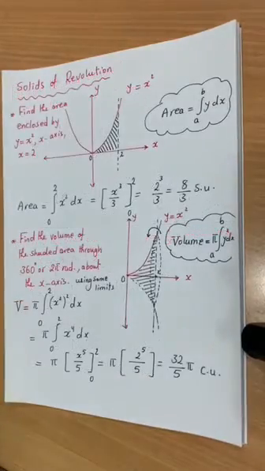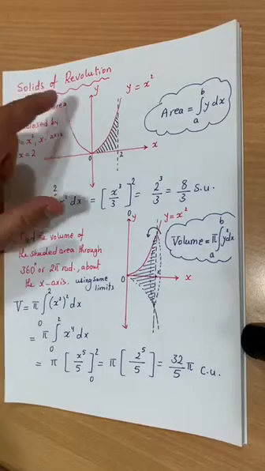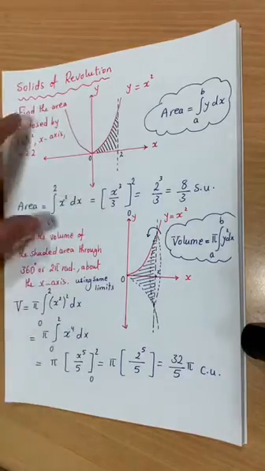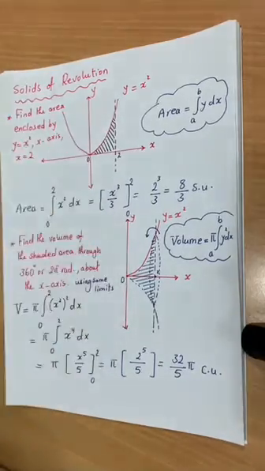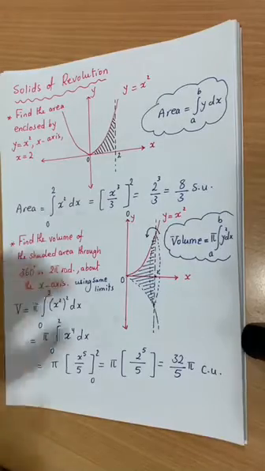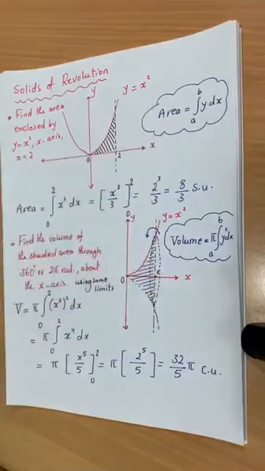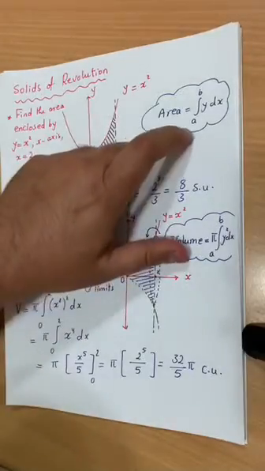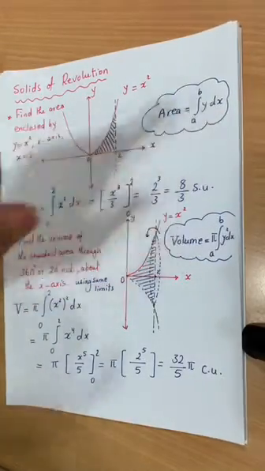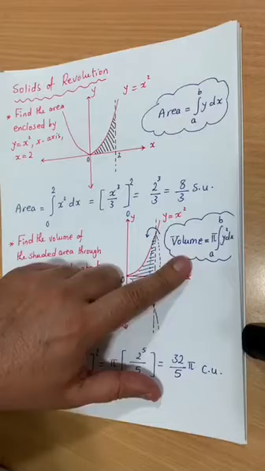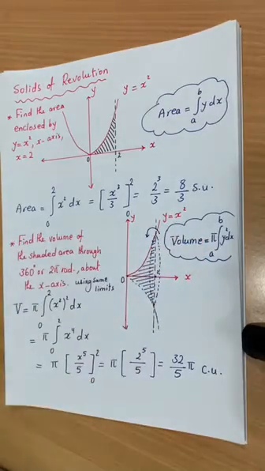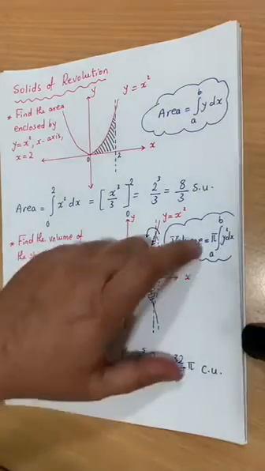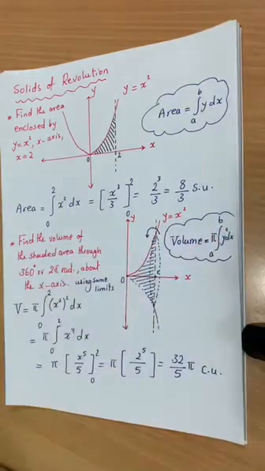Let's start on the first topic that you're supposed to start with, which is solids of revolution. Find the area. I'll give you 2 examples of the same curve. This is the rule of the area that you studied before in semester 1, integration from a to b, y dx. And the volume, this is the new rule, pi. Pi stands for rotating about the x-axis. Limits are the same, but now you have to square the function.